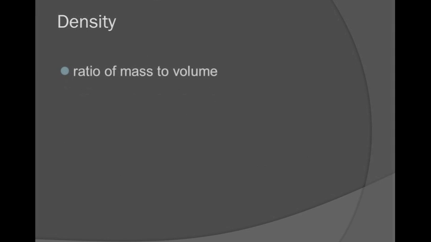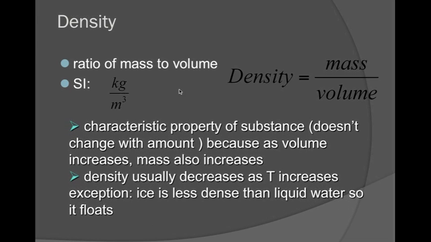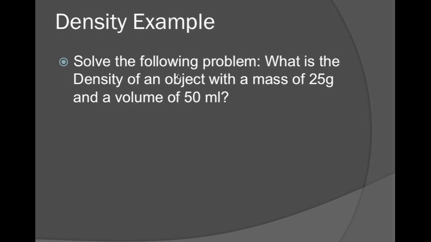Now, density is the ratio of mass to volume. The equation for density is density equals mass divided by volume. The SI unit for density is kilograms over meters cubed. We normally use grams per cubic centimeter or grams per milliliter in chemistry, because we're usually dealing with smaller amounts. Now, an example of density, what we have here is from your study guide.